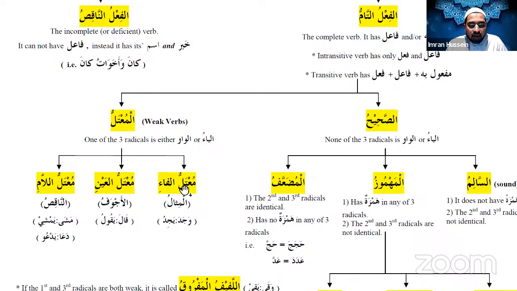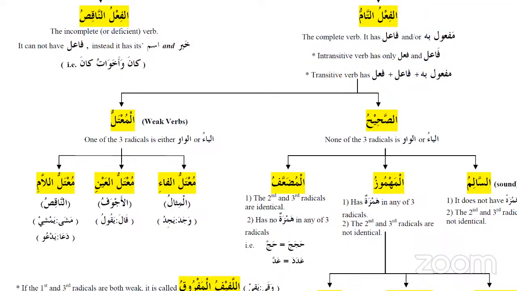When they say mu'talul fa, it means that it has a weak letter in the fa of the verb. When it says mu'talul ayn, it means in the middle letter, the ayn, there is a weak letter. Mu'talul lam, there is a weak letter on the last letter of the three-letter verb, which is the lam itself. Is that clear for you as well? Yes, Sheikh, thank you.